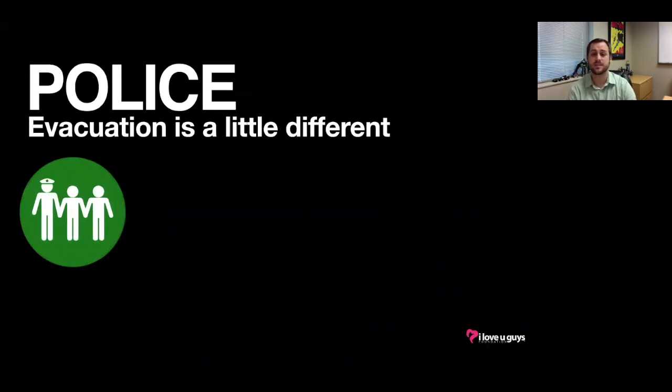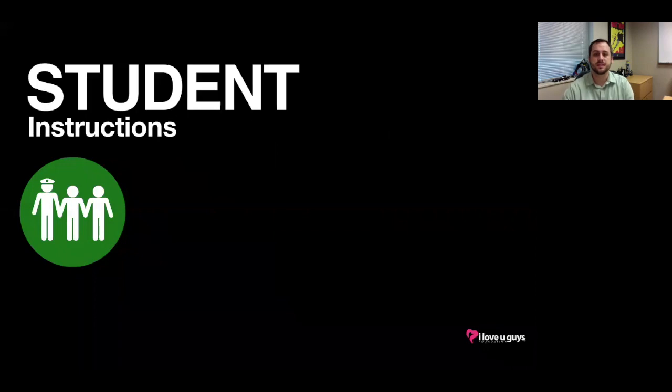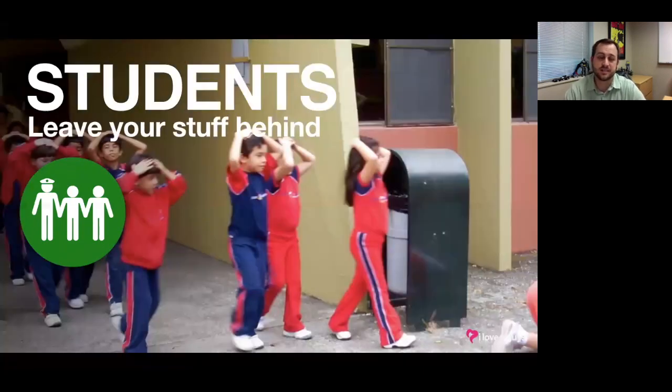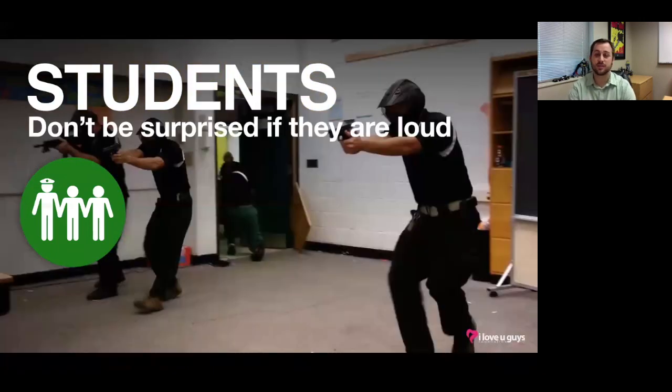Now, in some instances, we might have a police evacuation, and that might be a little bit different, but we just want to make sure that all of our teachers listen and follow everything that they say. Students are to keep their hands visible. That helps our first responders and police know that there is no threat there. We make sure that all of our kids leave their stuff behind as well, and that they aren't surprised if our police officers are loud.